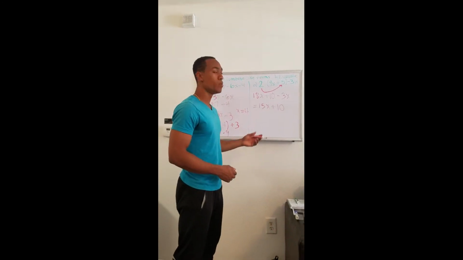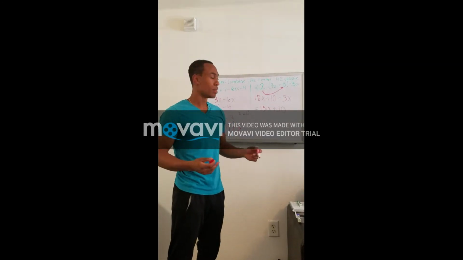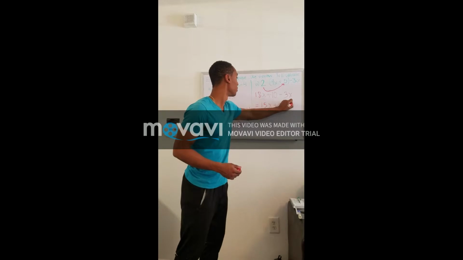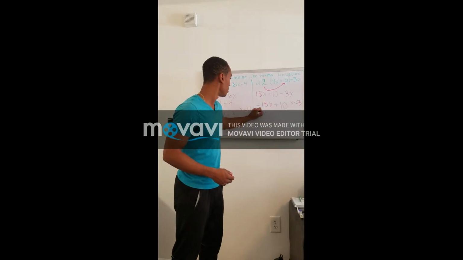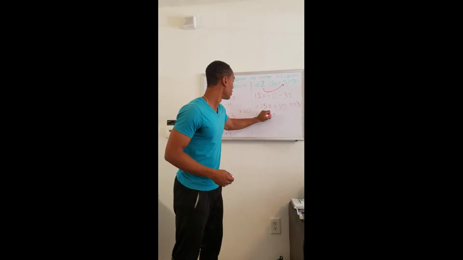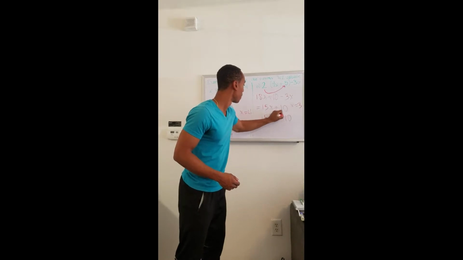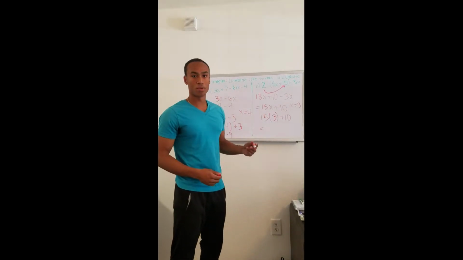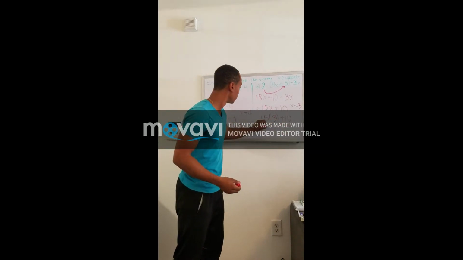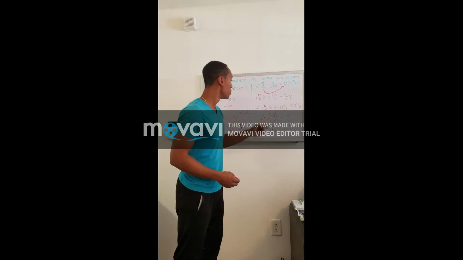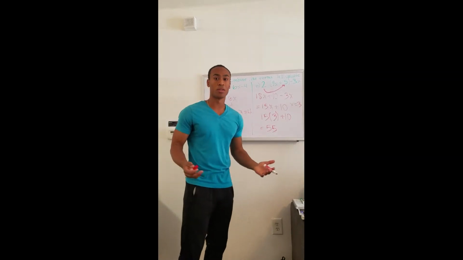Okay, so now we're going to evaluate this expression again, given, let's do 3 this time. When x equals 3. So we got 15 times 3 plus 10. 15 times 3 is 45, plus 10 is 55. So when x equals 3, this expression equals 55, and we've evaluated the expression.